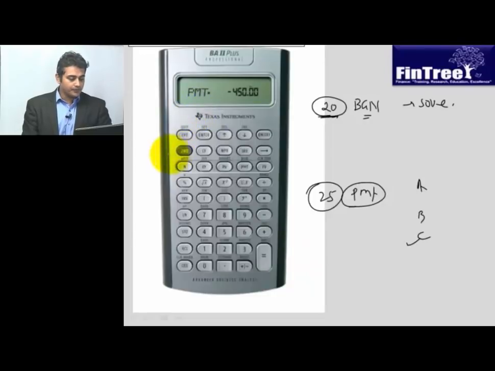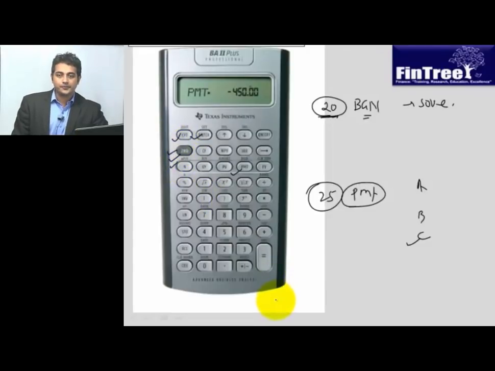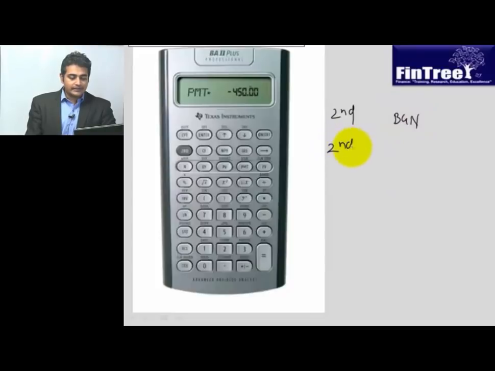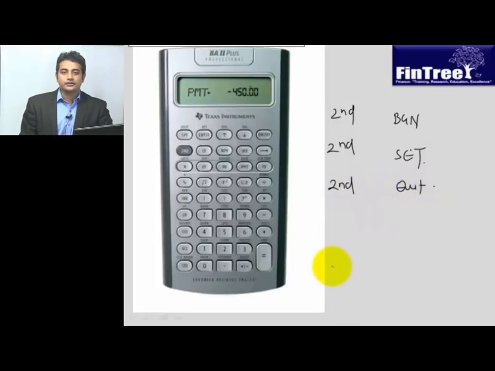So let's do it again. Second, beginning, second, set, second, quit, so that you are out of that function again. I'm writing the sequence of keys here for you. First you would press second and then you would press the beginning key. Then you would say second and then set. And finally you would say second and quit so that you would be out of that function.